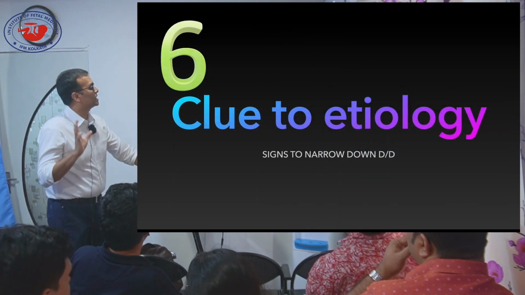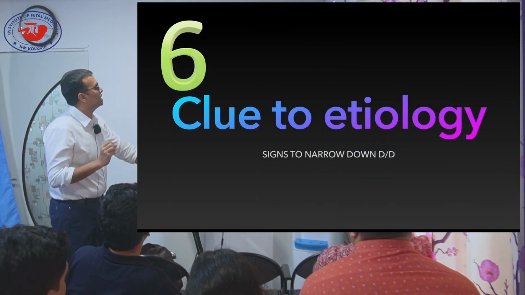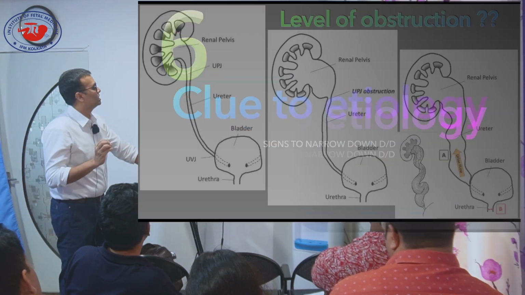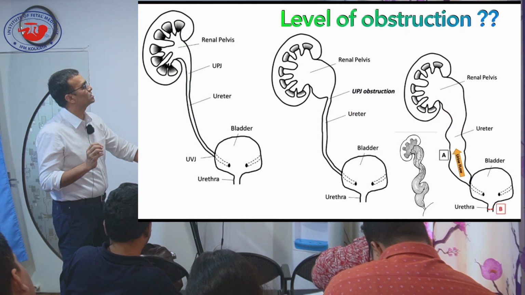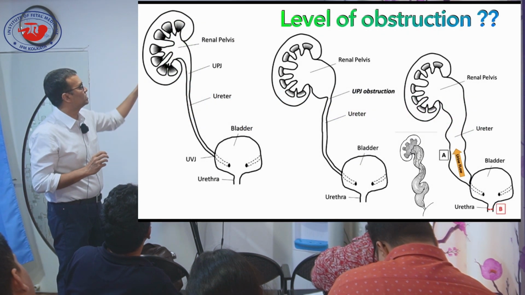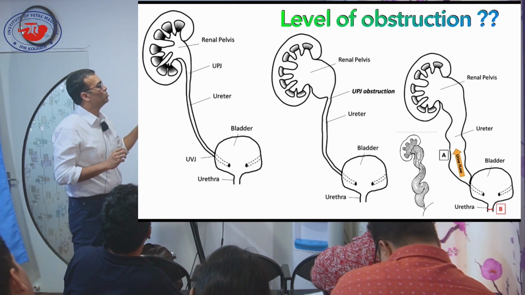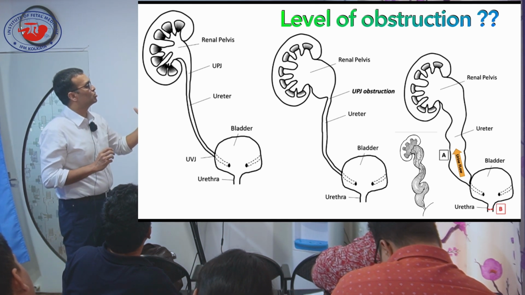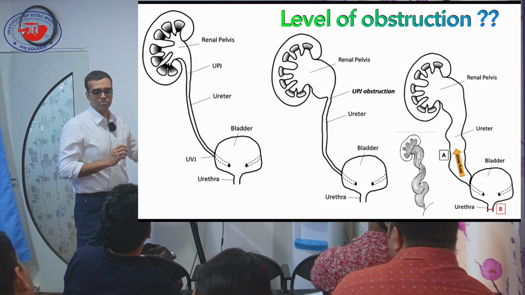So that was also one of the cases of multicystic dysplastic kidney. Now what are the clues to etiology? Signs to narrow down the differential diagnosis. So the clue to etiology is, once you see a dilated collecting system, try to at least attempt to see what is the probable level of obstruction.